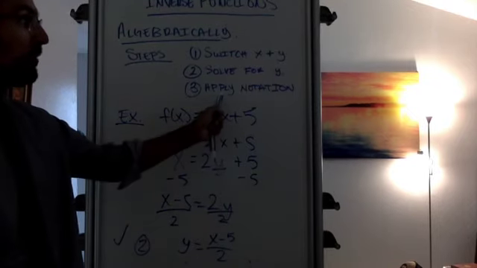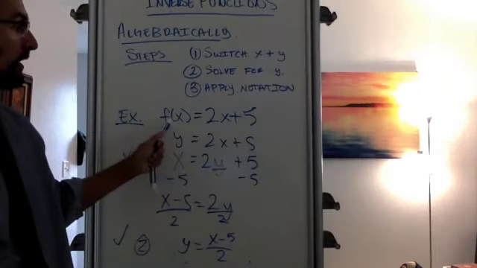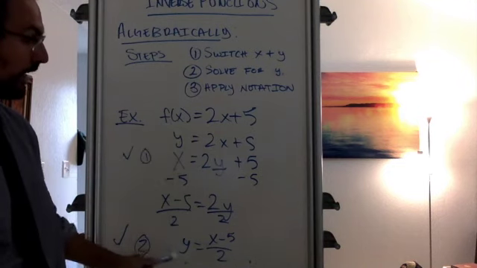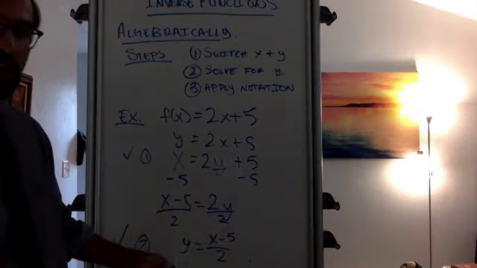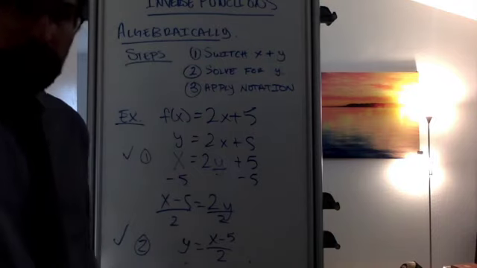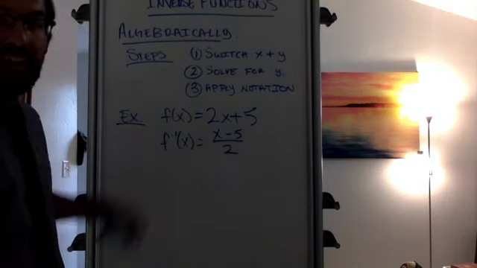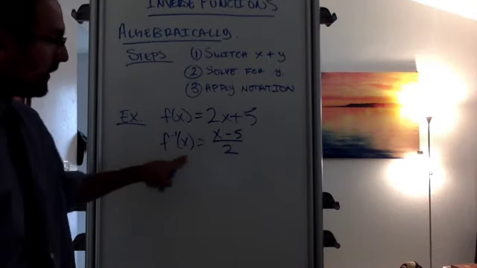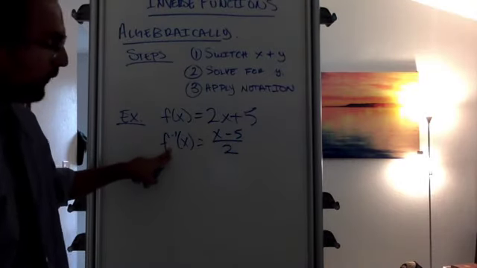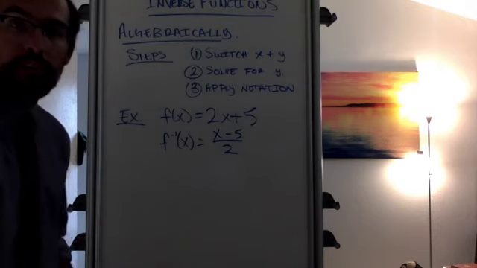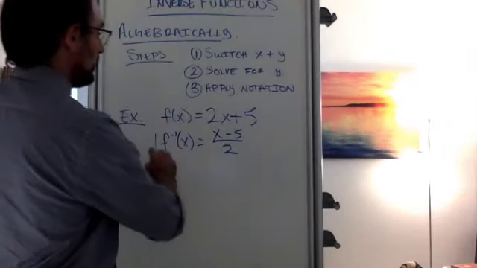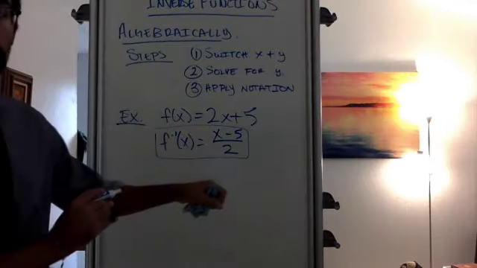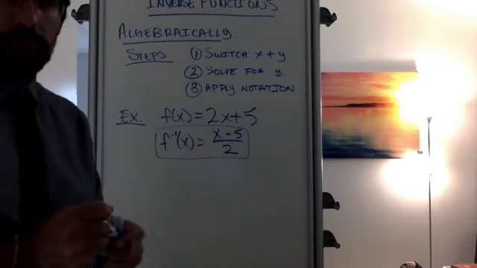The last thing I want to do is apply the correct notation. So since I started with f of x, I'm going to have to go back here and switch y with f inverse of x. And I have completed that last step here. We already did all the work leading to my inverse function. All I had to do was switch the y with f inverse of x. That would be the correct notation. So this is the inverse function to this.